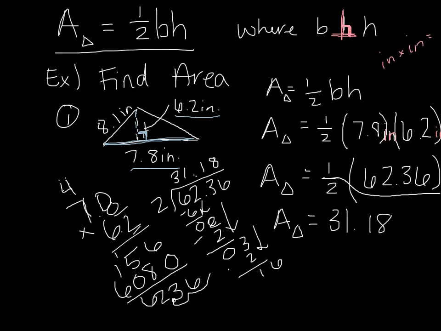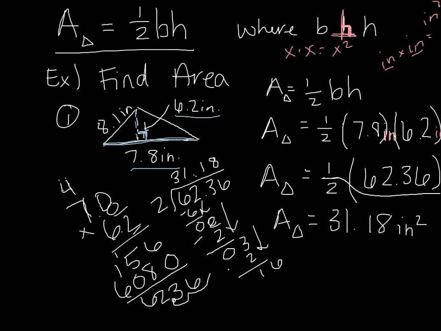Well, let's think about this. If I did x times x, I would get x squared. So inches times inches, I would get inches squared. So for my answer, I need to do 31 and 18/100 inches squared.